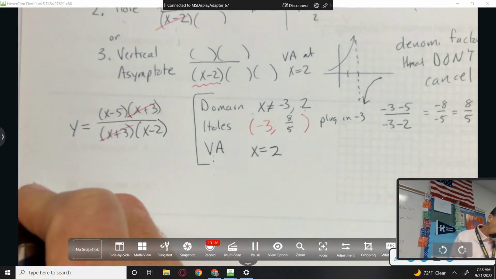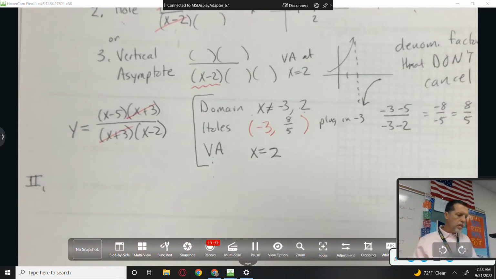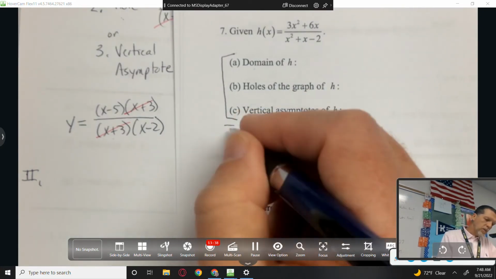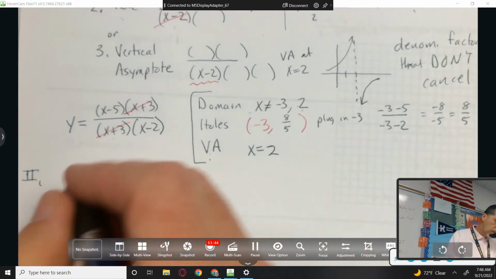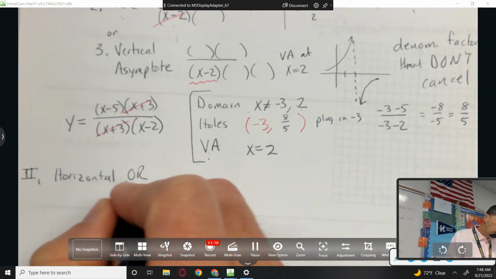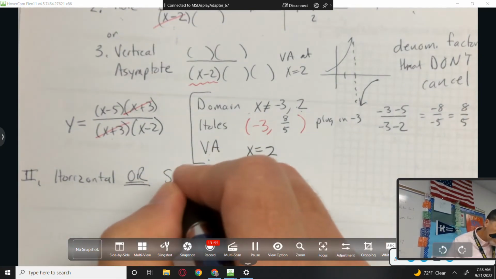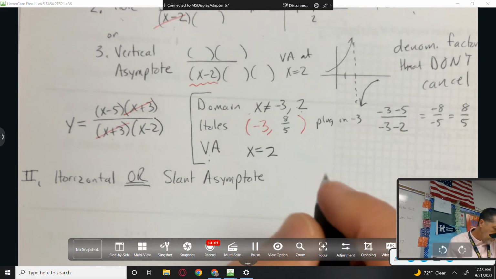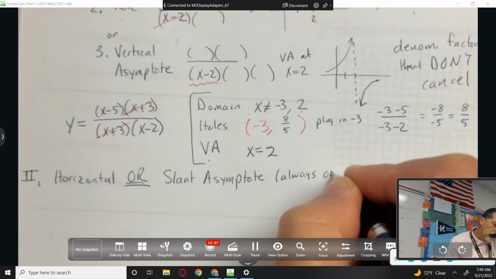All right, that was Roman numeral 1. Roman numeral 2. By the way, you peek ahead, you know what's coming. Asymptotes. Well, horizontal and slant. So the next two kind of go together. Horizontal or, it won't be both, it'll be one or the other. Horizontal or slant asymptote. Always one or the other.